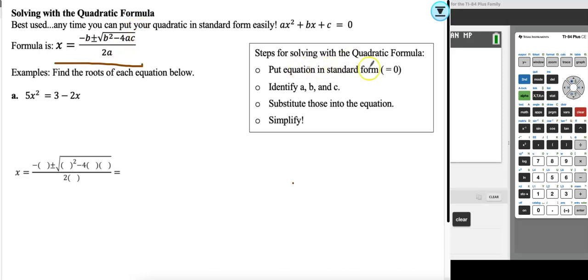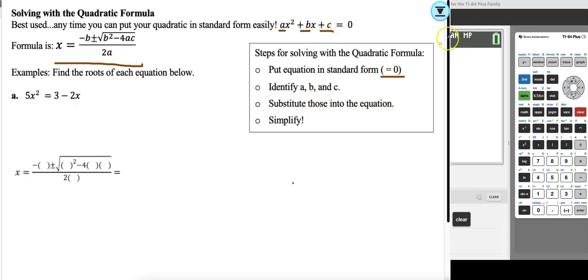All we have to do is make sure our equation is set equal to 0, aka in standard form, and figure out your a, b, and c. Remember, a is the first number with your x squared, b is your middle term with your x, and c is the number without an x, the last number. And we're going to plug those into our equation.